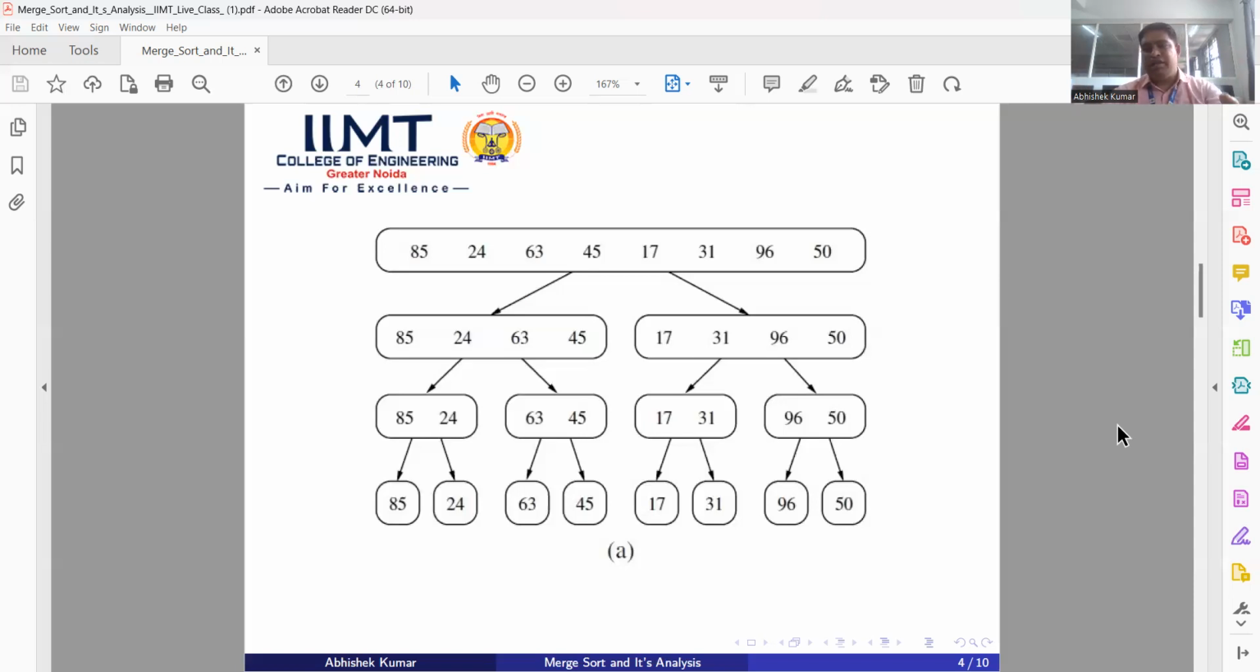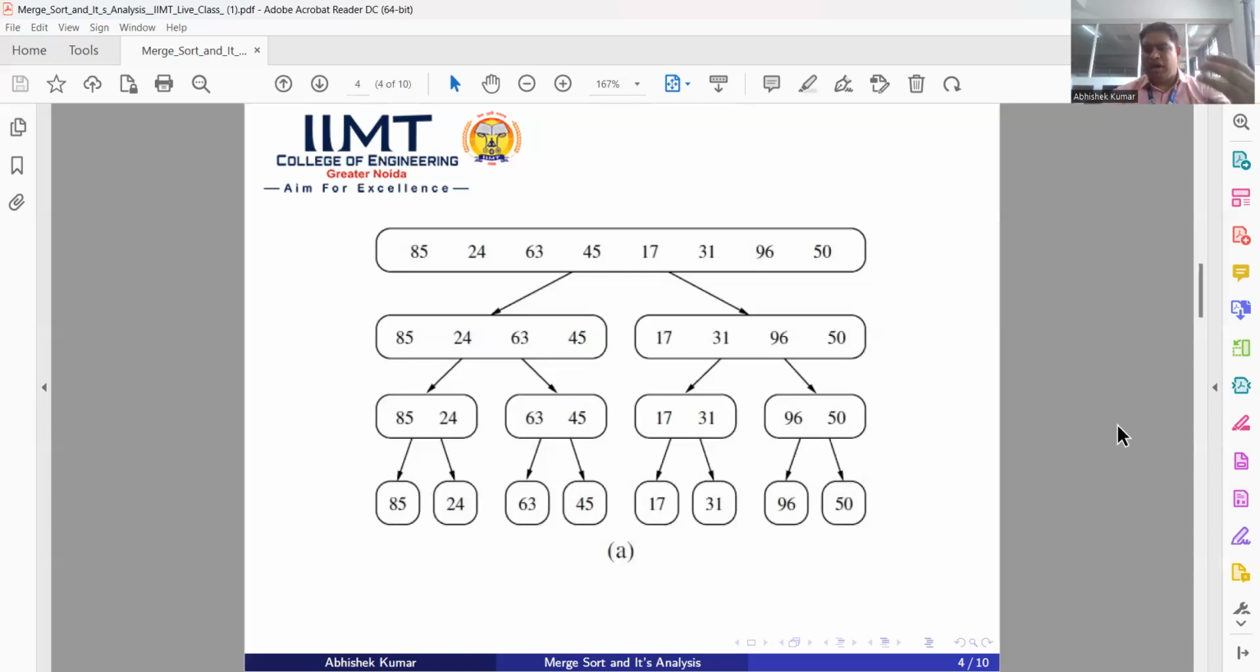Now we can see here that S11 also has 2 elements. So this is also not satisfying our condition. So again I am dividing into 2 equal halves. Now we can see one is 84 and the next is 24. Same thing we are doing for the next subsequences: 63, 45, 17, 31, 96, and 50.